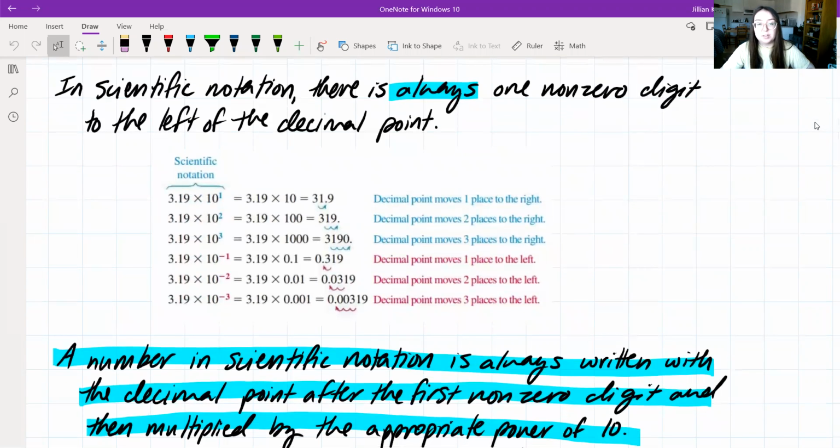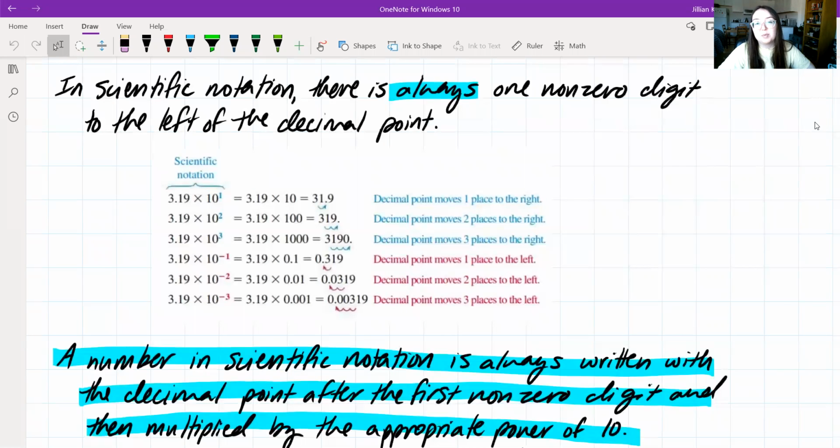So when you write out scientific notation, we have some examples here. If we have 3.19 times 10 to the first power, that's like saying 3.19 times 10. So we get 31.9. We move that decimal place 1 to the right because we had 10. Now if we take 3.19 times 10 to the power of 2, that's like saying 3.19 times 100, where then we move our decimal place 2 places to the right to get 319. If we had 3.19 times 10 to the power of 3, it's like saying 3.19 times 1,000, which now we're going to move the decimal point 3 places to the right.